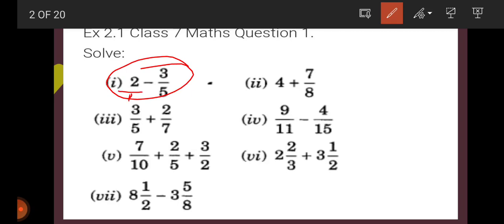For natural numbers, the denominator is always 1. All natural numbers have a denominator of 1 and multiplication of 1. Okay, so here is question number one. I will explain how to do it.